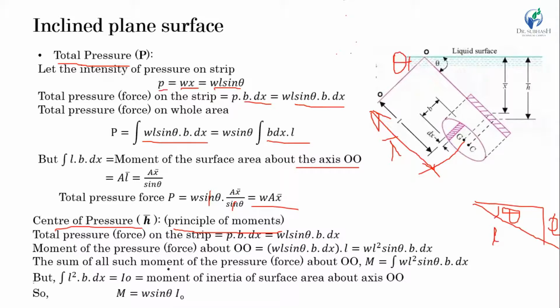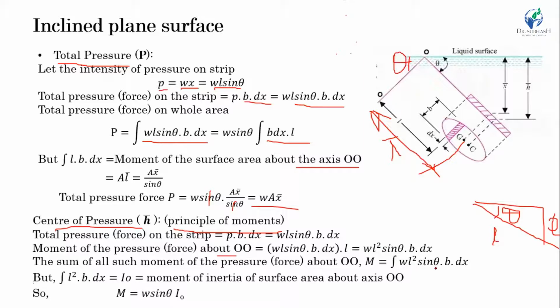Then the moment of this pressure force about the axis OO is the force times the distance of this strip, which is L. So here, W L sin theta B dx times L, we get the equation W L square sin theta into B dx. But this is the moment of a very small force acting on this strip. For the total force acting on the whole area, we have to take the integration of all this with reference to OO.